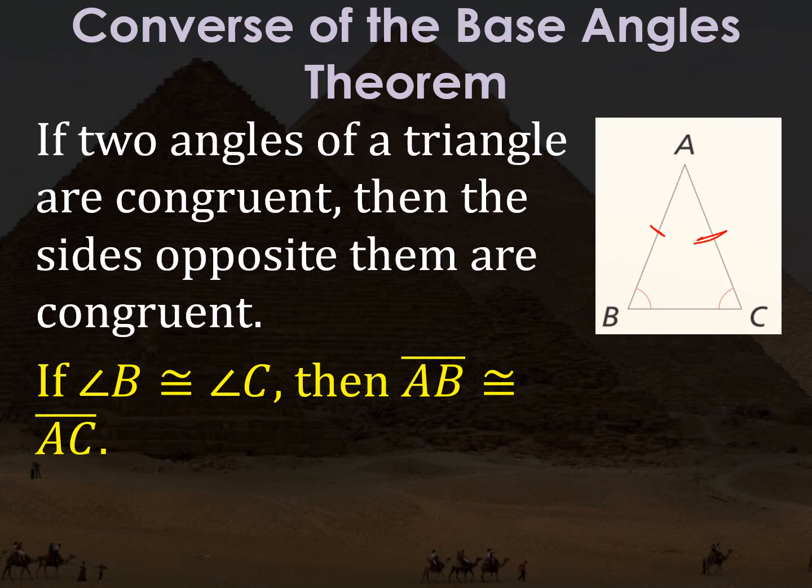Now, what does it mean when we see opposite? The side opposite angle C is AB. The side opposite angle B is AC. So a side opposite the angle is the side that the angle is looking out towards.